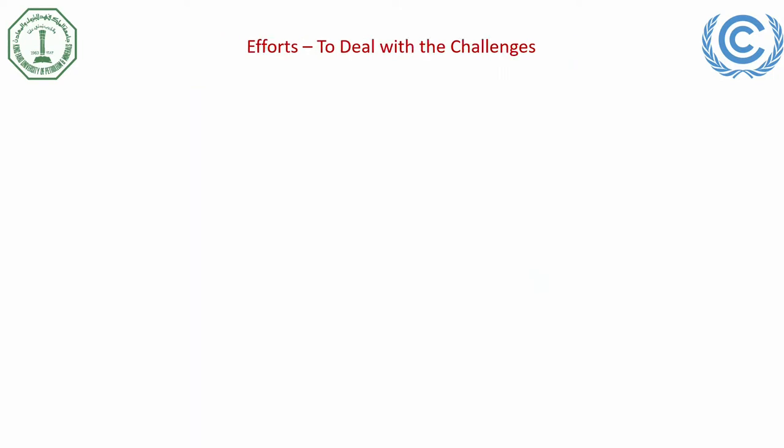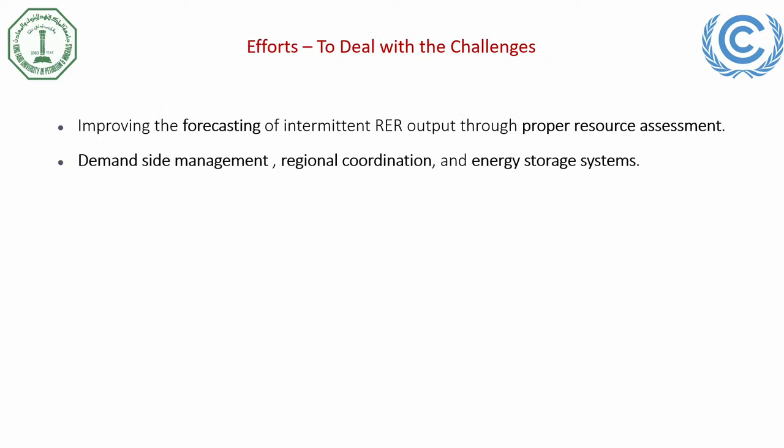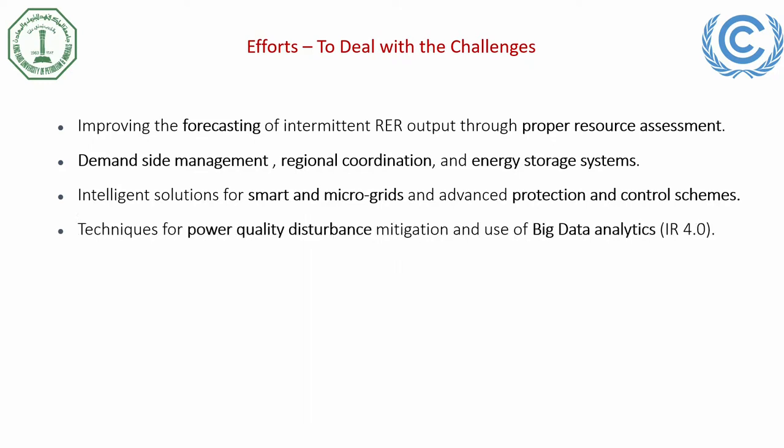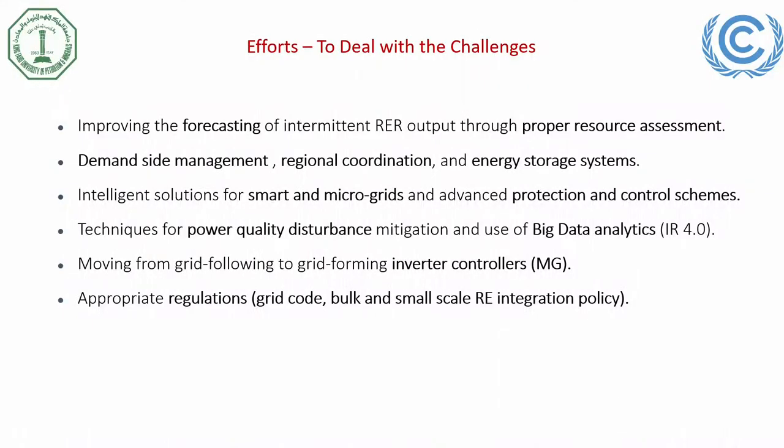You have to take decisions. So to deal with these challenges, what we need to do is have a very accurate, improved forecasting system for intermittent renewable energy resources. We have to have demand-side management and regional coordination. Energy storage systems can help us get rid of the inertia issues. We need intelligent solutions for smart grid and microgrid systems, and for power quality disturbances. We have to use big data analytics, good converters, appropriate regulations, grid codes, and renewable energy integration policies.